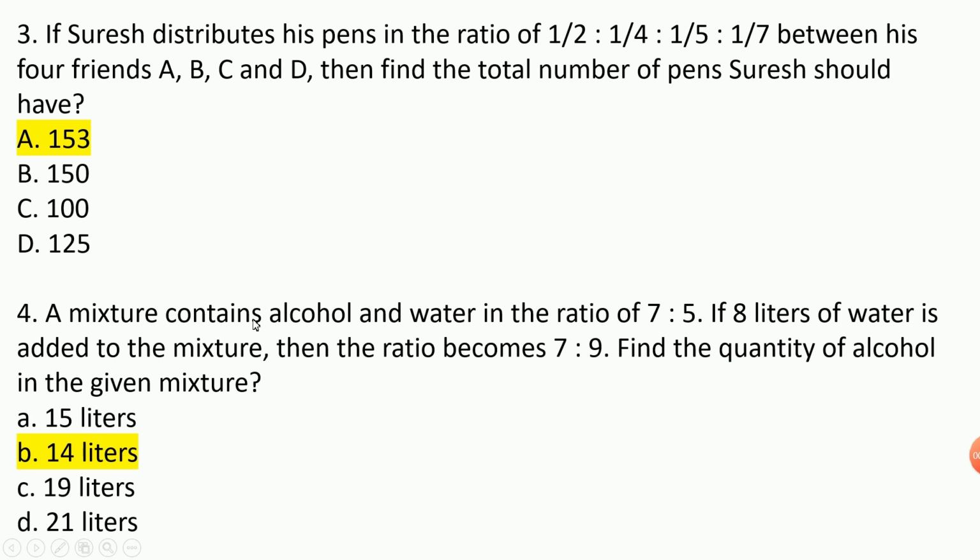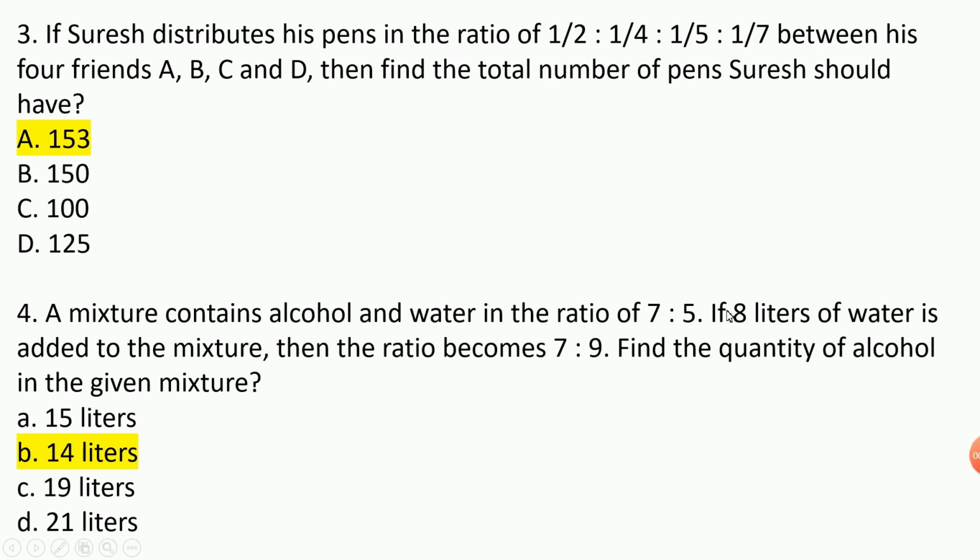Now here, a mixture contains alcohol and water in the ratio of 7:5. Now 8 liters of water is added to the mixture, and the ratio becomes 7:9. Find the quantity of alcohol in the given mixture. Such questions we can solve directly. We can assume any number, since we don't know the exact quantities, so we assume 7x for alcohol and 5x for water.